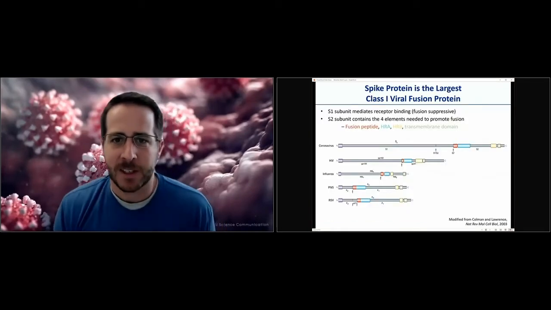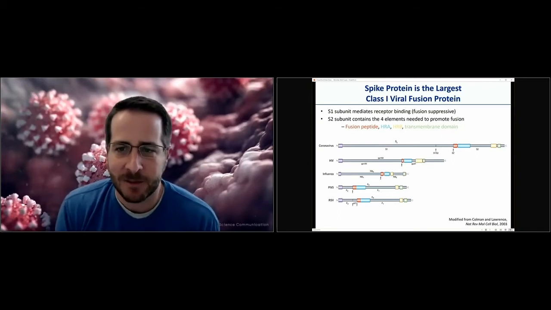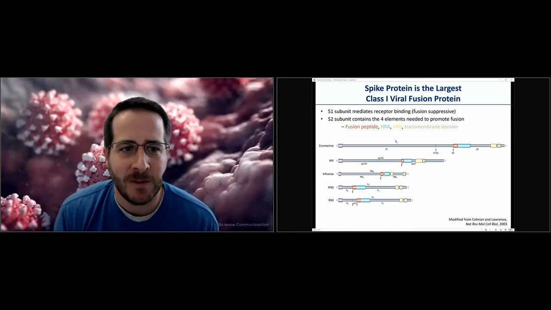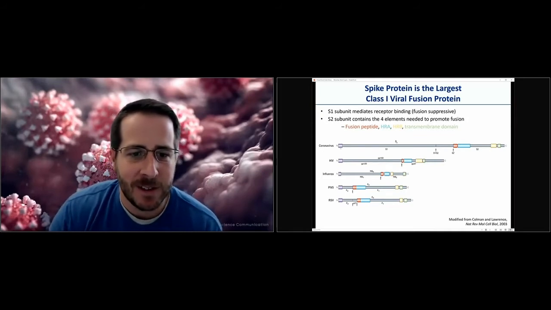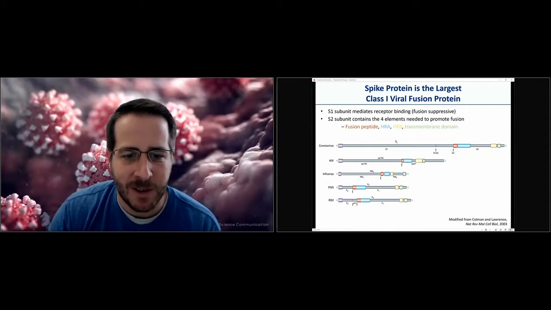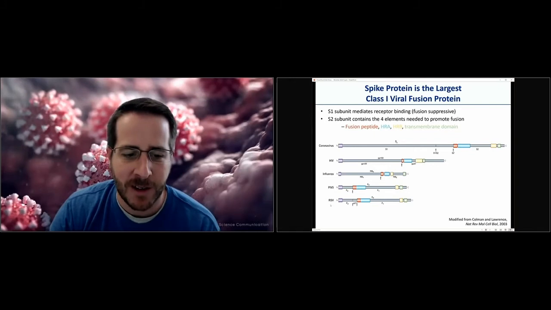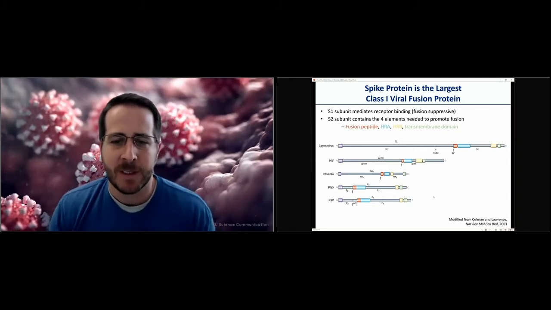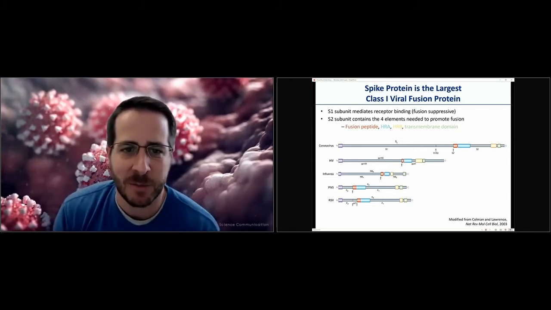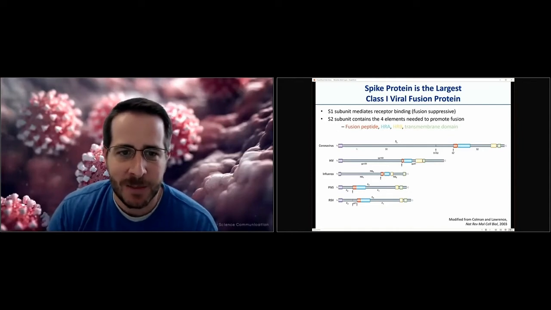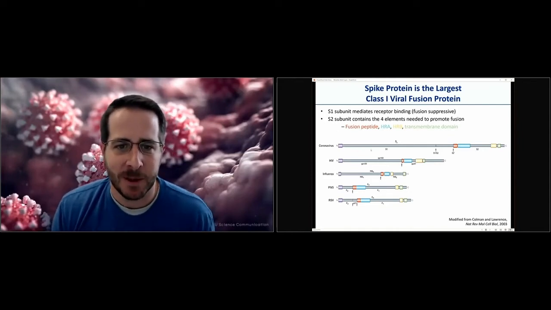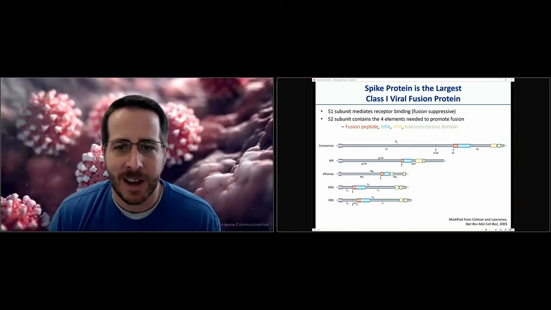Right. So the spike protein is a class 1 viral fusion protein. It's the largest member of this family. Right. So here you can see several. Here's the coronavirus S protein, HIV-1 envelope, influenza HA, F proteins from paramyxoviruses, pneumoviruses. These are all synthesized as a single chain inactive precursor. The S1 subunit contains the receptor binding properties, and this is generally a fusion suppressive cap.